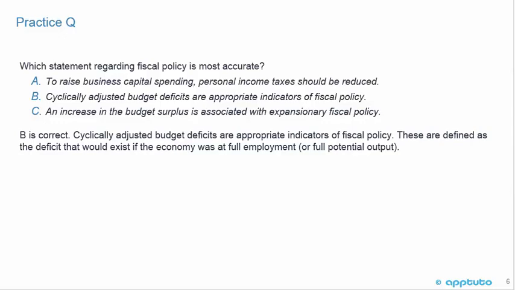These are defined as the deficit that would exist if the economy was at full employment or full potential employment. Okay? So to raise business capital spending, personal income taxes should be reduced. Well, personal income taxes don't really affect businesses, so that's false. And an increase in the budget surplus is associated with expansionary fiscal policy. No, that's not true. You would suspect that with expansionary fiscal policy, they would tax less and it wouldn't increase the budget surplus. Okay? So again, in this case, you're looking for the true. You had one true and two false.